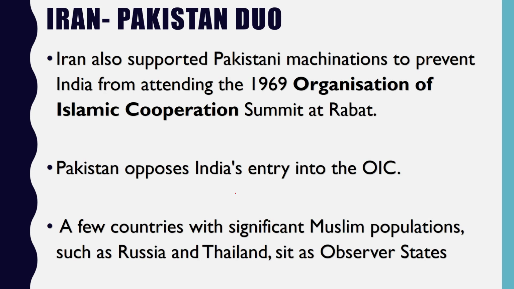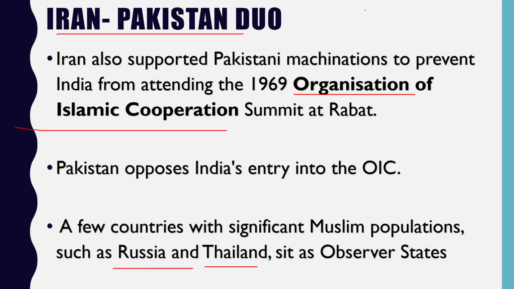If all this wasn't bad enough for India-Iran relations, then came the era of Iran-Pakistan cooperation. These were difficult times for India. India wanted to be a part of the Organization of Islamic Cooperation. It is a very important group of Islamic countries around the world. And of course, India would probably not be given complete membership, but at least India could have been an observer member of this organization. Russia, as you probably know, is an observer member of OIC, and so is Thailand. Now, these two countries obviously have a much lower population of Muslims compared to India.